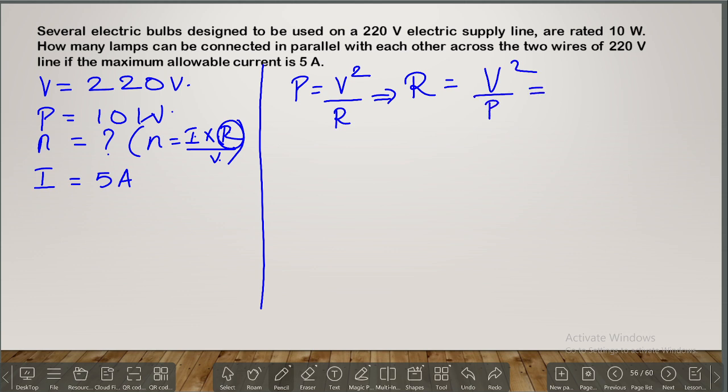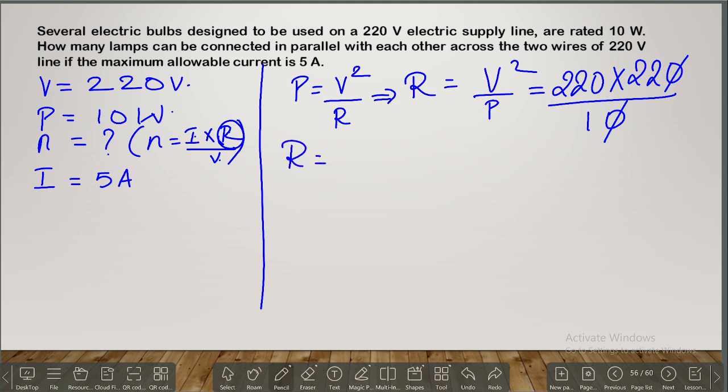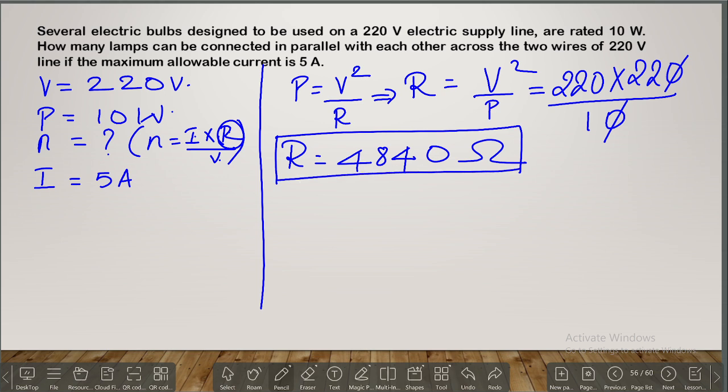What is the value of V? 220. Then you can write it as 220 into 220 by, what is the value of power? 10. The zeros we can cancel each other. The resistance of each bulb is going to be 22 into 22, 484. The 10 is added at last. That means what is the resistance of each bulb? Each bulb is going to have a resistance of 4840 ohm. Now use this formula in order to calculate the number of bulbs.